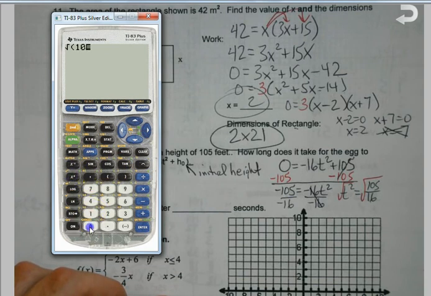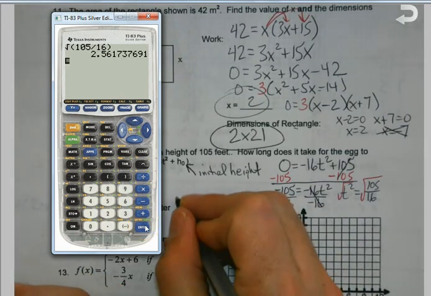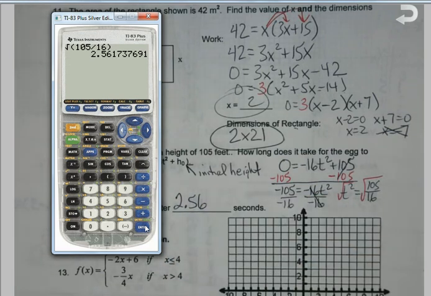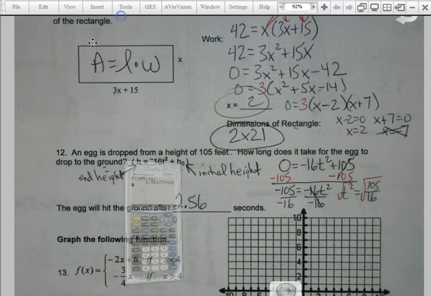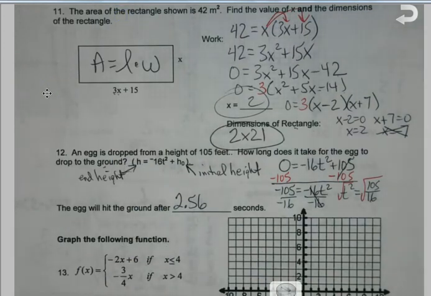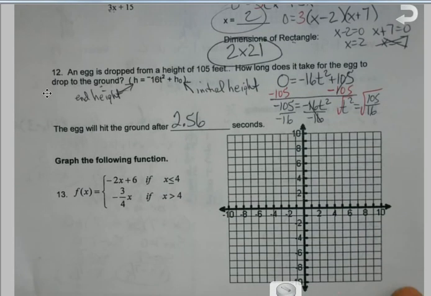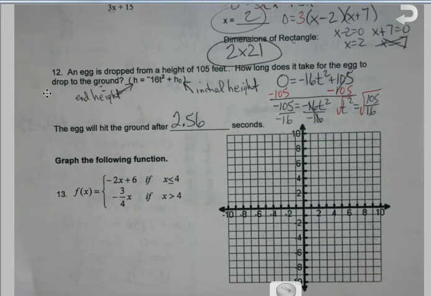So 105 divided by 16. So it looks like about 2.56 seconds. That's not very long. But again, I'm just solving, setting up with the equation I'm given, and then figuring out the time. And then finally, your favorite and mine, piecewise. Yes, yes.